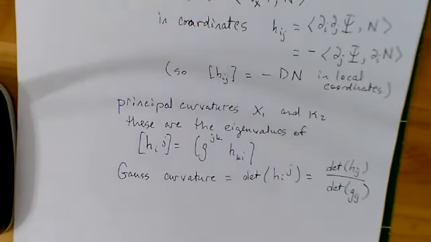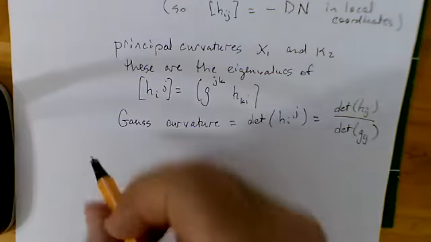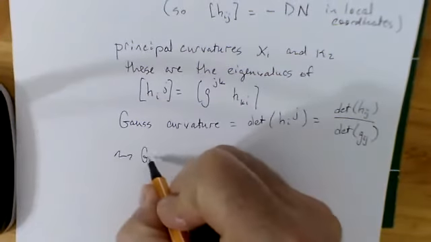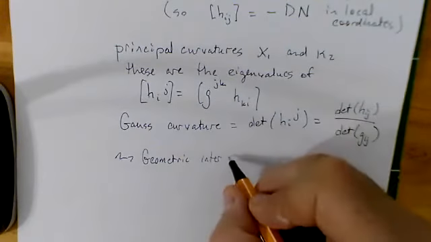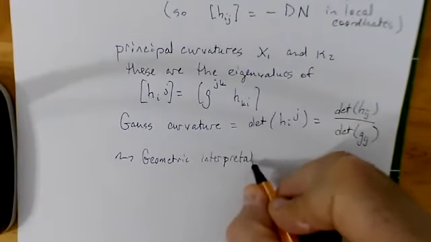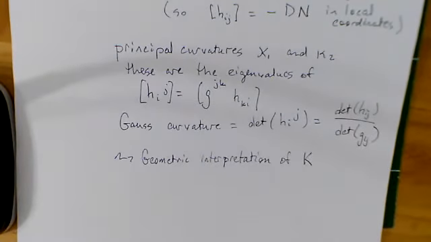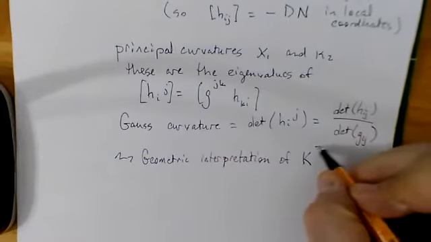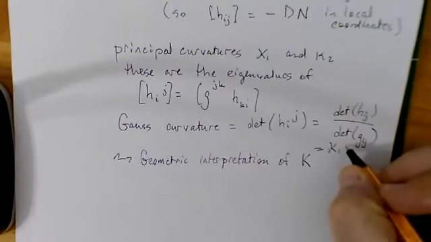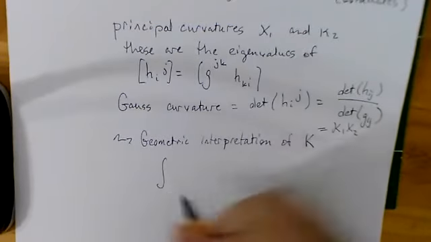So this actually gives you a very nice interpretation. There is a geometric interpretation of this Gauss curvature, which you obtain from this formulation of the Gauss curvature. And of course, you can write this as the product of the eigenvalues. So the Gauss curvature, write it this way.